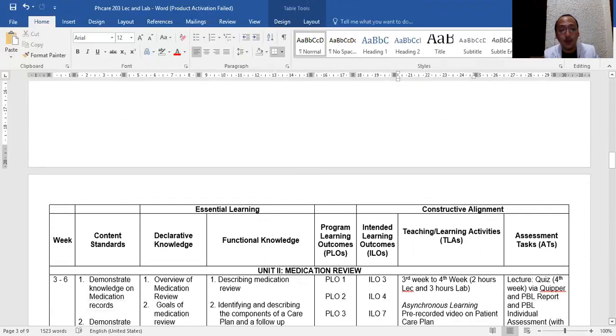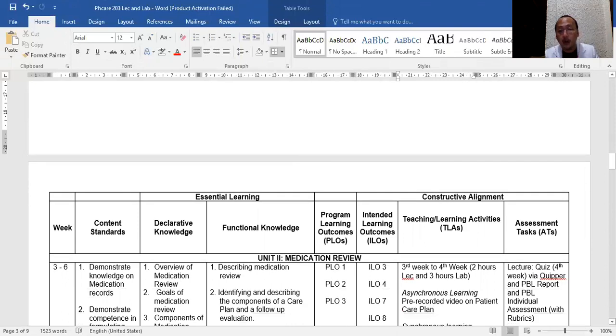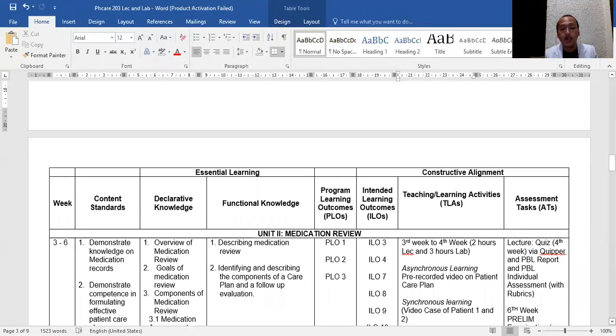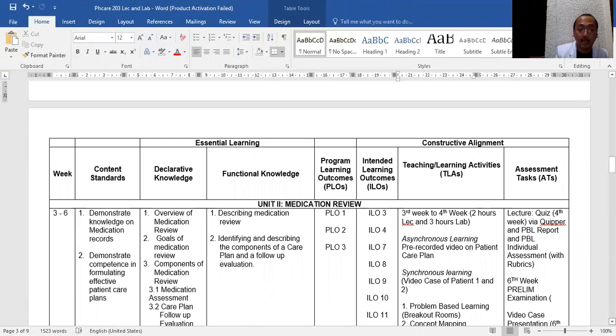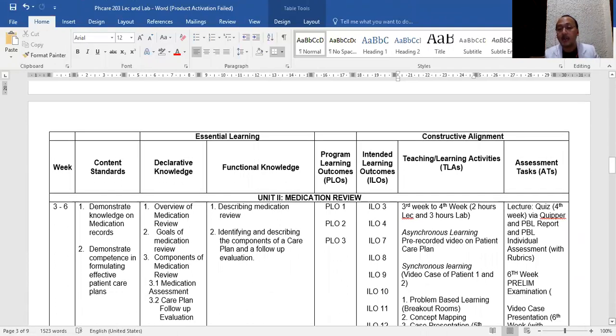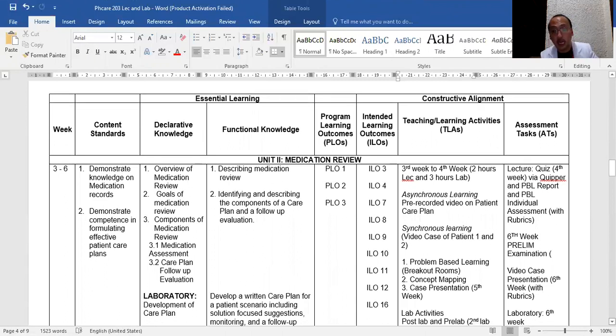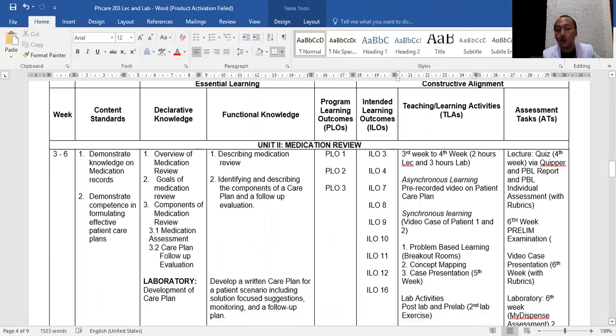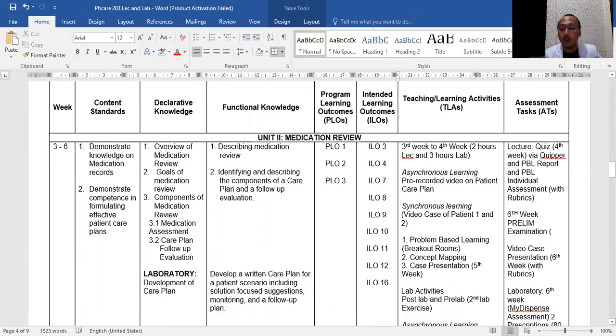For the following weeks, week number 3 to week number 6, the topic will focus on the medication record and competence in formulating effective patient care plans. For the teaching activities, we're still going to have asynchronous learning. There will be a pre-recorded video on patient care plans. I'm going to demonstrate to you some of the very basic fundamental patient care plans that we usually use as pharmacists. Then we're going to have synchronous learning, which will be a video case of different patients with problem-based learning.